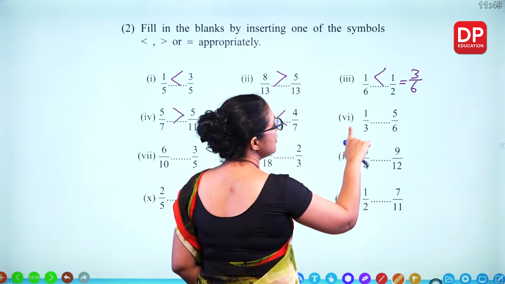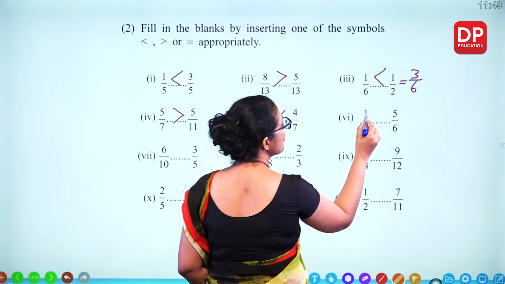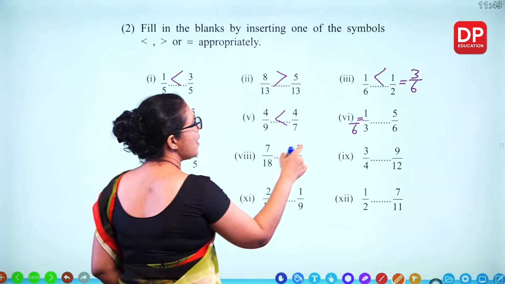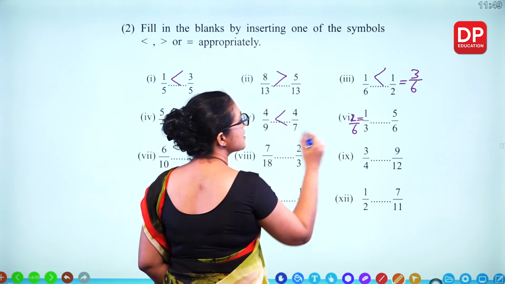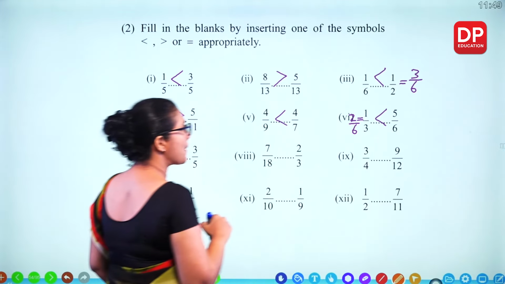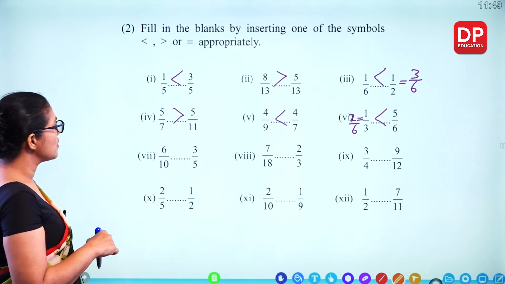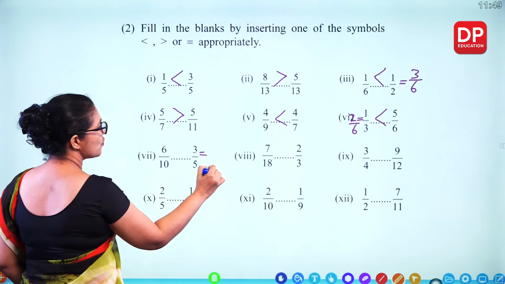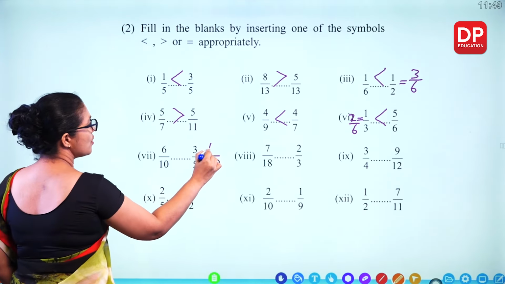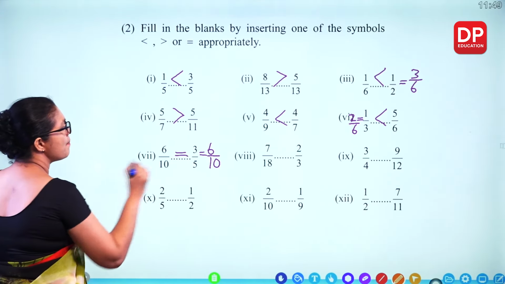Same numerator, smaller denominator, larger value. This one is different, so you have to find the equivalent fraction. Here convert to 6, multiply by 2. So that's 2 over 6. So which one is bigger? 5 is bigger. This one, find the equivalent fraction with denominator 10. That means multiply by 2. That's 6. So you get the same answer.